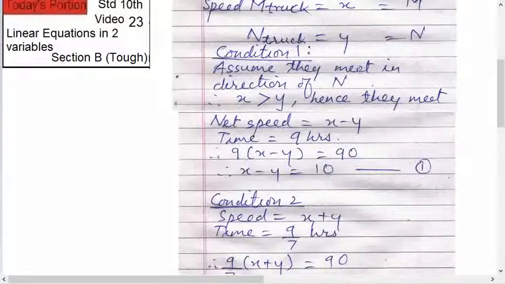As they meet in the direction of N, in condition 1 we are following the same direction. X is greater than Y, that's why they are meeting. So net speed is what? X minus Y. So time equals 9 hours. Now speed and time: distance equals speed into time. So 9 into X minus Y, net speed.